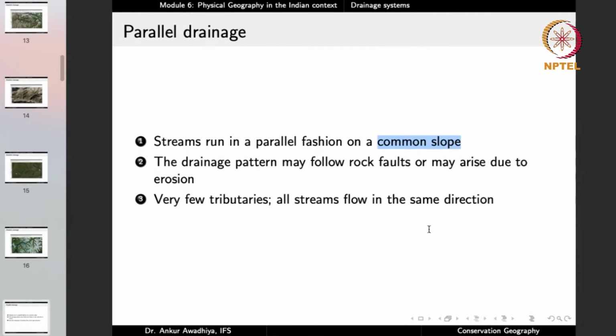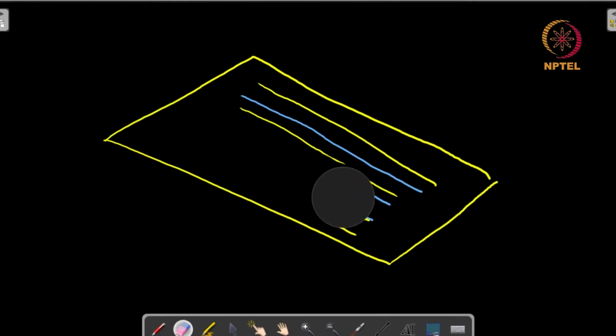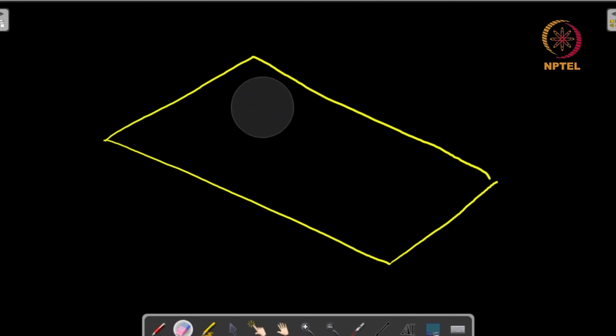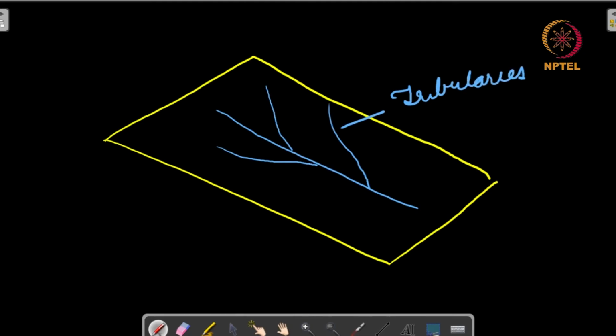There are very few tributaries, and all the streams flow in the same direction. Now why very few tributaries? Because when we talk about tributaries, there should be streams that are meeting with each other, meaning that you have a stream that goes like this, and then another stream that joins it like this, another stream that joins it like this, another stream that joins it like this. So these are all different tributaries. So tributaries are the streams that join the main stream.